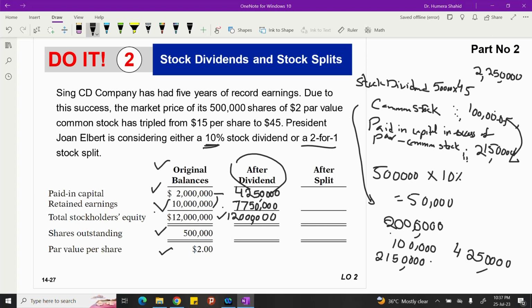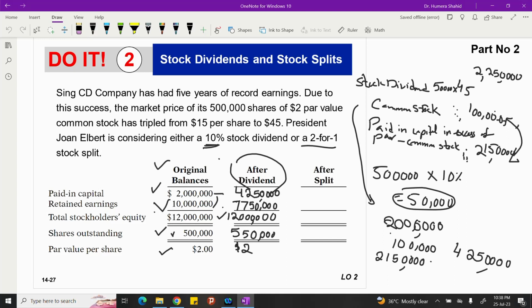The shares outstanding, before we have 500,000 shares, we issued 50,000 new shares. So now our shares are going to be 550,000. And par value doesn't change in case of stock dividend. It was $2, it is $2 after the dividend as well. So these will be the effects on your paid-in capital, retained earnings, total equity, and outstanding number of shares.